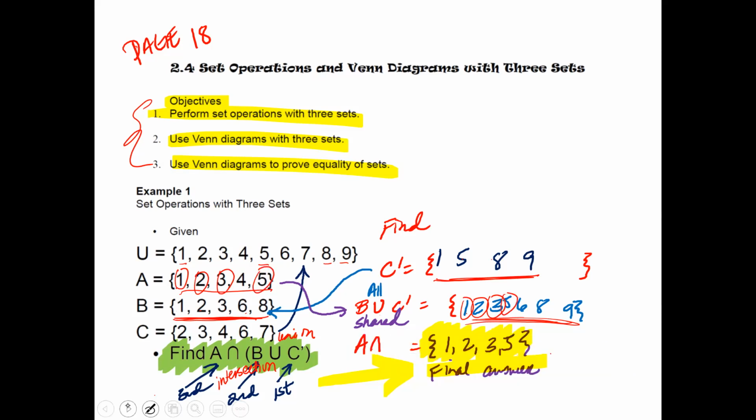So that will be your answer: 1, 2, 3, and 5. And that is your final answer. So you can go ahead and take this and break it into small little parts and then bring it all together at the end.